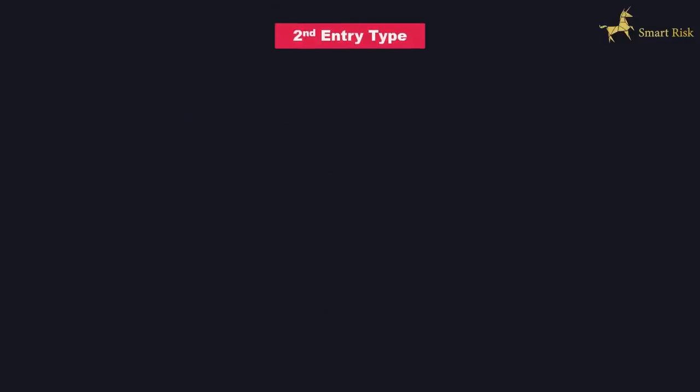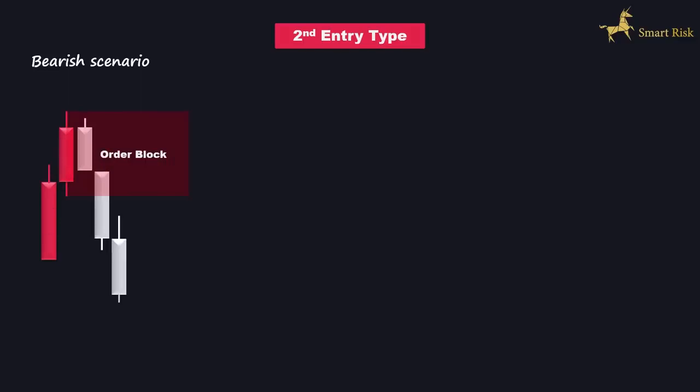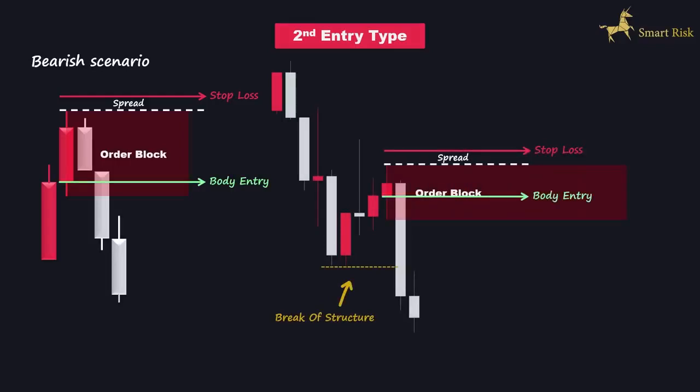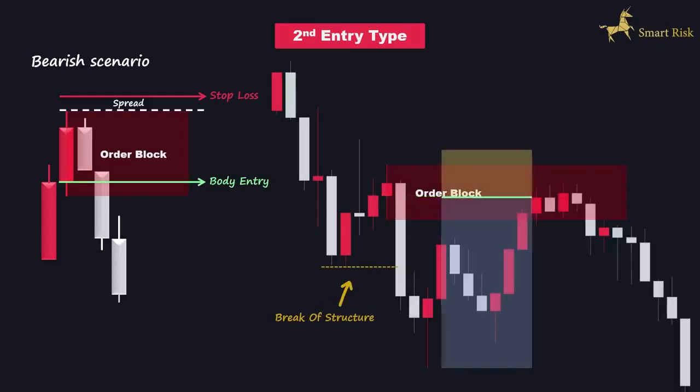The second entry type is referred to as the body entry. In this approach, once a valid order block is identified, the entry is placed based on the body of the candle. For sell positions, the stop loss is set to a spread size above the higher wick of the order block. This entry method typically offers a higher reward-to-risk ratio compared to the previous entry type because the stop-loss is tighter. This approach carries a slightly higher level of risk.